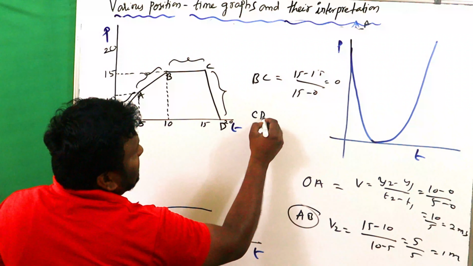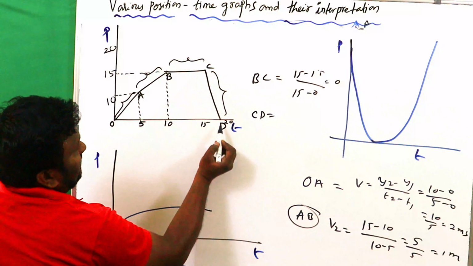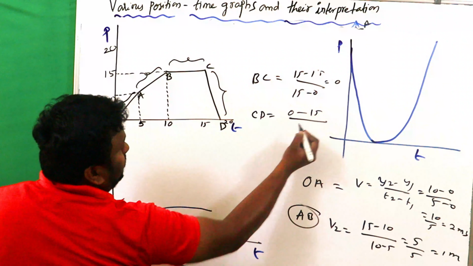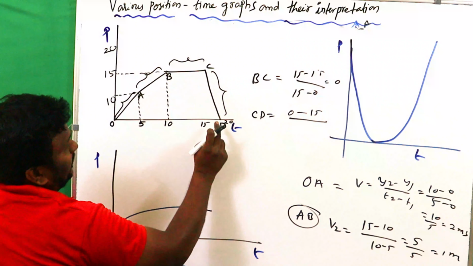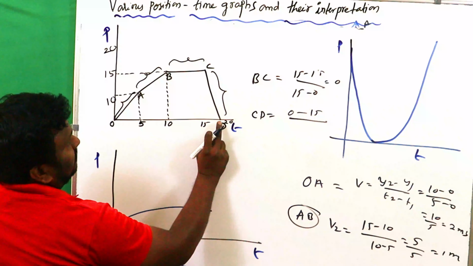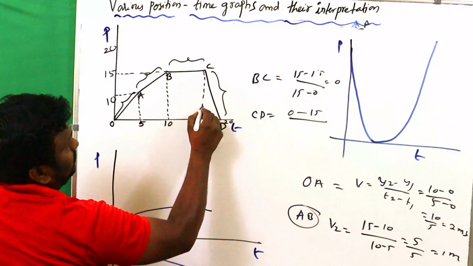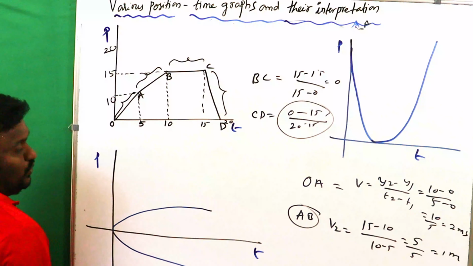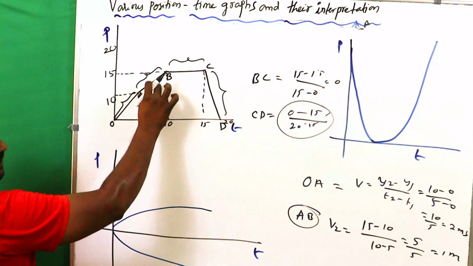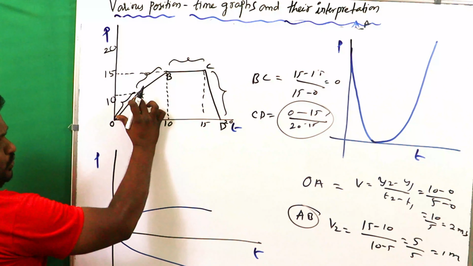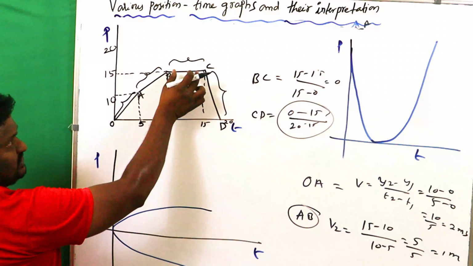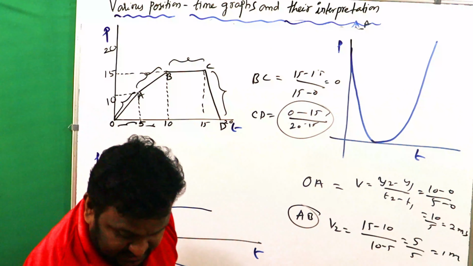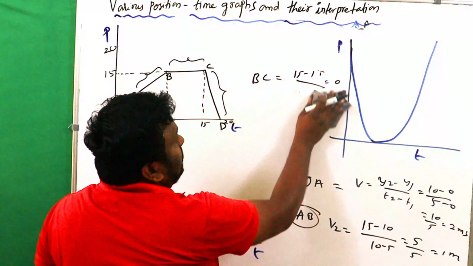And again C to D. For D, y2 is 0 and it is 15 by, again, time 20 here, 20 minus 15, so it is negative velocity. That's why from line to line, from O to A there is one velocity, A to B another, B to C one more, and C to D also another. For each particular time interval, the velocity changes. You can easily understand that.